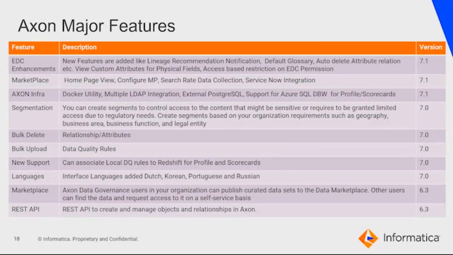These are the major Axon features across different Axon releases. The latest Axon version which has been released is Axon 7.1. Axon 7.1 comes with major EDC enhancements, which will facilitate better integration between EDC and Axon. New features like lineage recommendations and notifications, default glossaries, and auto delete of attribute relationships have been added, along with a view of custom attributes for physical fields and access based restriction on EDC permissions.